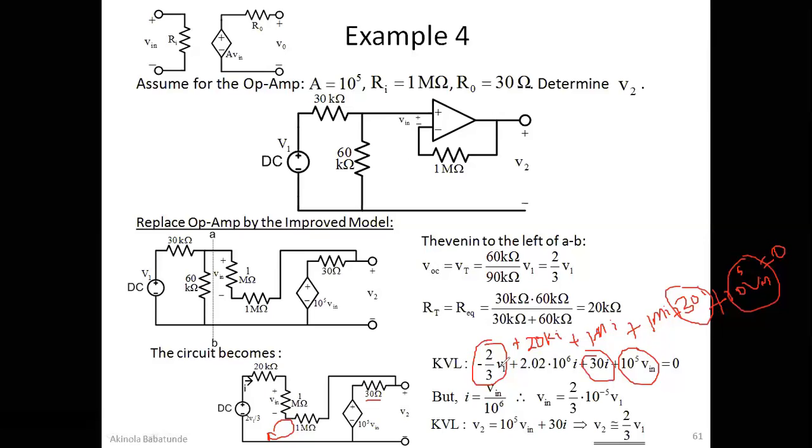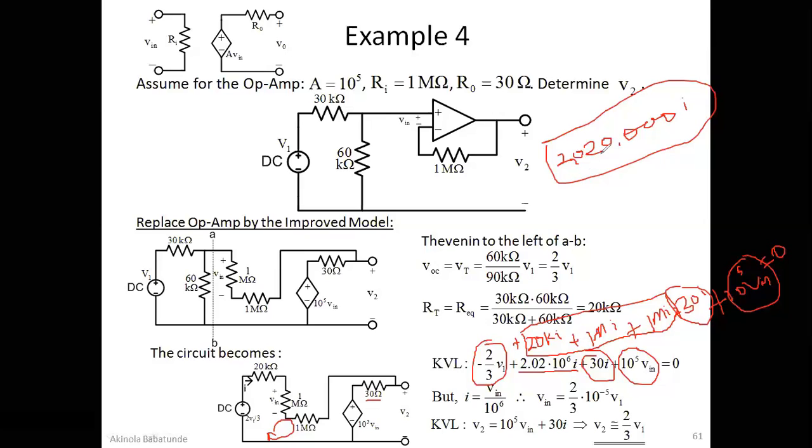Also, minus 2 over 3 is here, so we have that. The only thing that gave us this 2.02 times 10 raised to power 6 is 20 K plus 1 Mega plus another 1 Mega. So this becomes very easy. 20 K is now 20,000, and this is 1 million, and this is 1 million. That makes 2 million, and 2 million plus 20,000 becomes 2,020,000. So 20 K plus 1 Mega plus 1 Mega is 2,020,000 I.